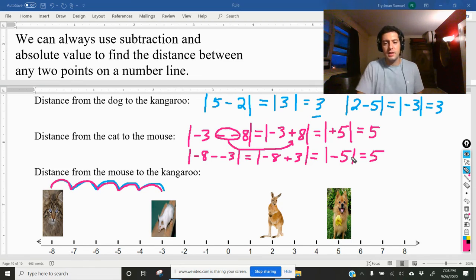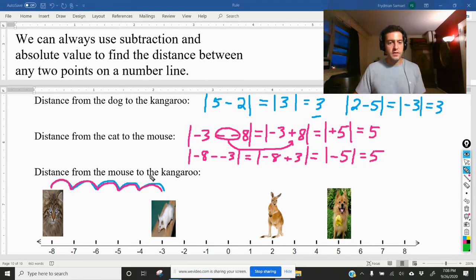So we just don't talk with negative numbers when we're talking about the distance between two things. And it's the same thing here. Even though the cat and the mouse are both in negative territory, when we talk about the distance between them, we would just say that they're 5 units apart. We wouldn't say that they're -5 units apart. So that's why we're using absolute value here, because we always want to give our distances as positive numbers. So let me just do the last example.